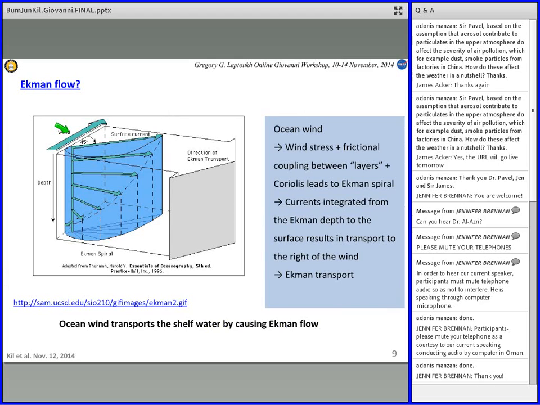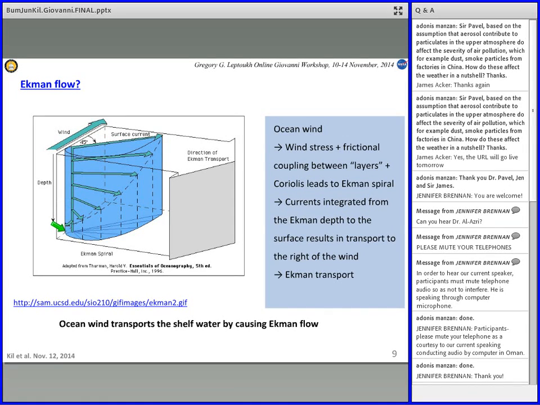Now, let's talk more about the Ekman flow. What is Ekman flow? At the surface, the ocean is acted upon by the wind stress. So the Coriolis force and the frictional drag affect the water beneath the surface. In the steady state, in the northern hemisphere, the ocean surface current flows at 45 degrees to the right of the wind direction, from the surface down to the depth where the current goes to zero. We call it the Ekman depth.